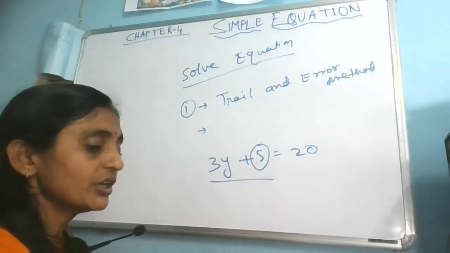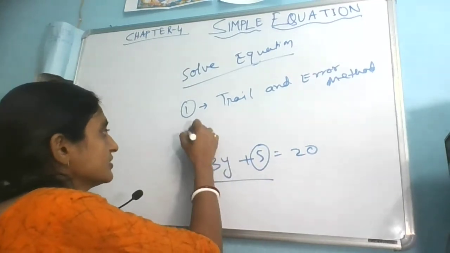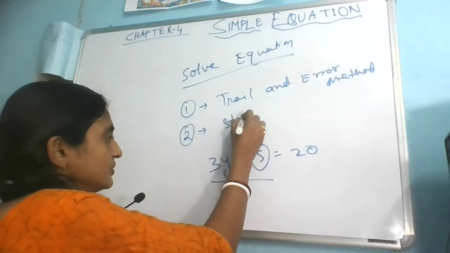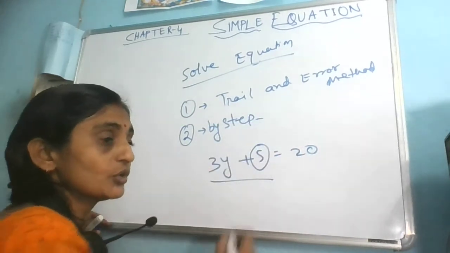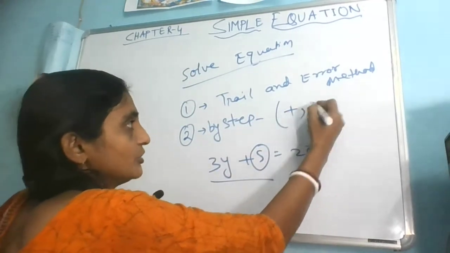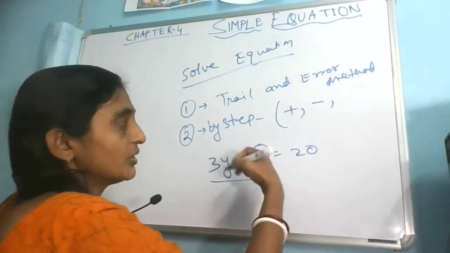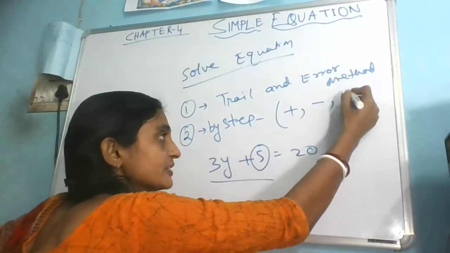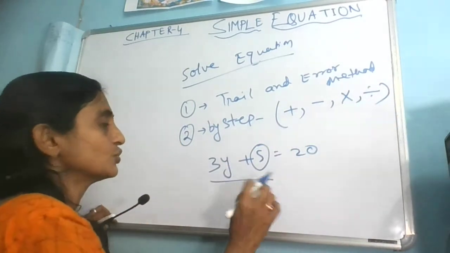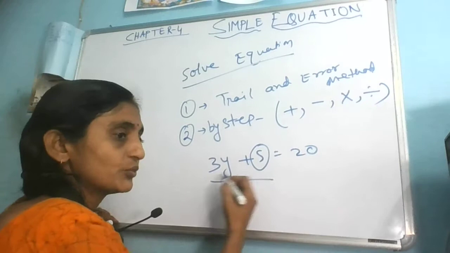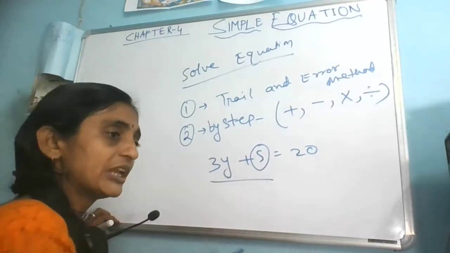So the second one is by steps. What are the steps we can follow here? We can add something, subtract some number, multiply something, or divide something. We can use all these things to eliminate that extra part to find the algebraic part.